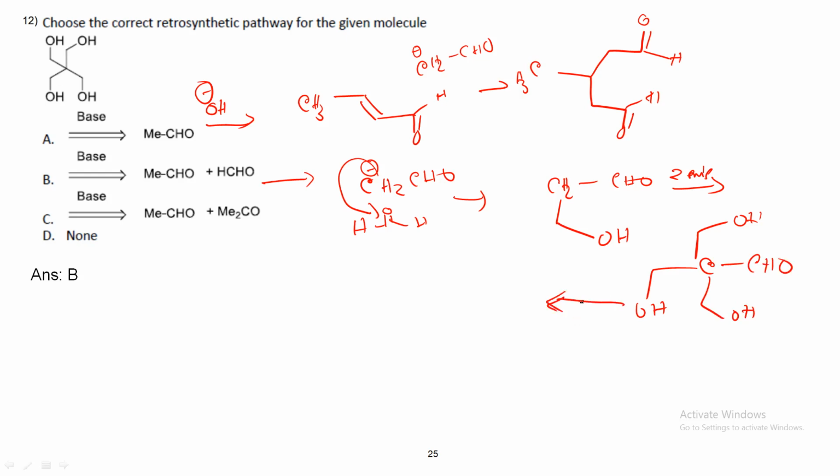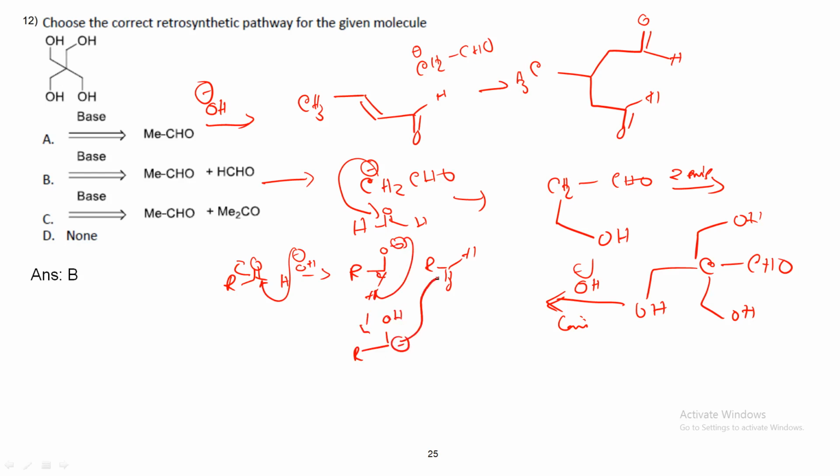Now a very basic medium is there, and no alpha proton is there in this particular compound, so Cannizzaro is possible. Let me give you a quick mechanism. OH minus can attack like this, O minus, this thing RCHO is there, and always remember no alpha proton should be there. So this thing abstracts this acidic proton, OH minus is there.